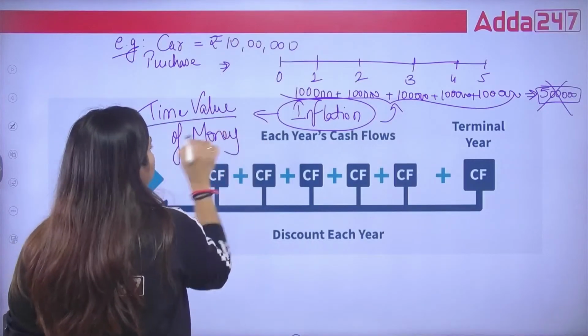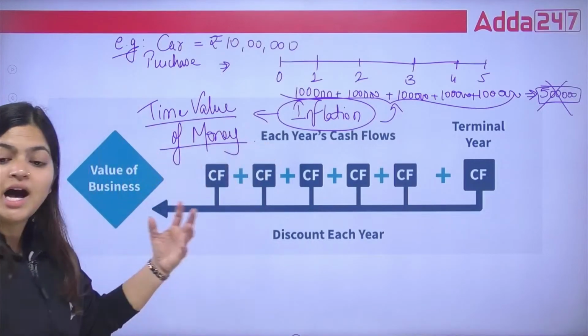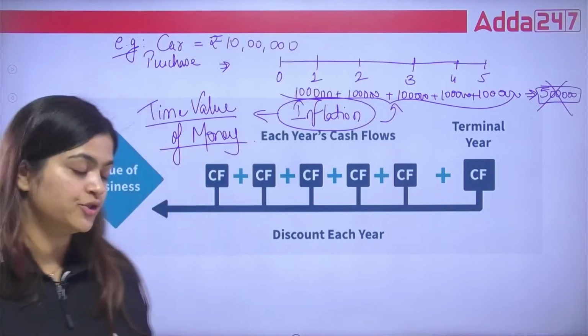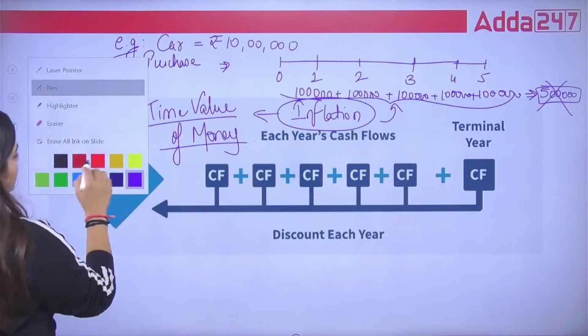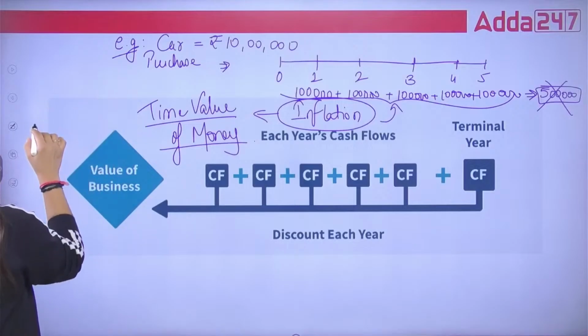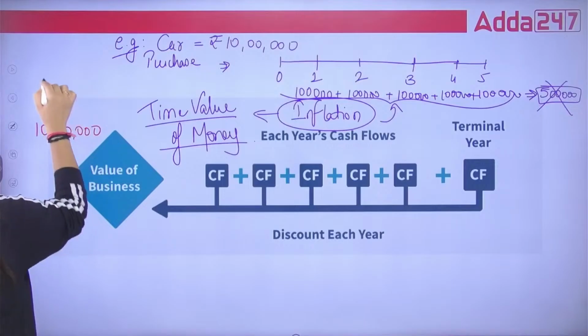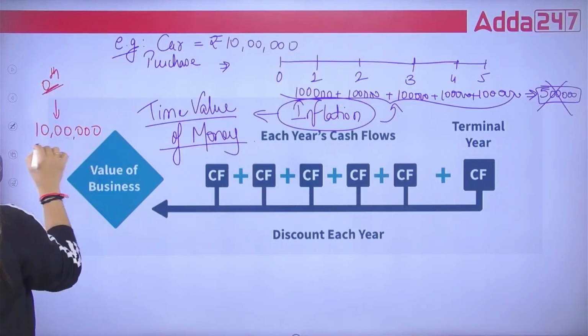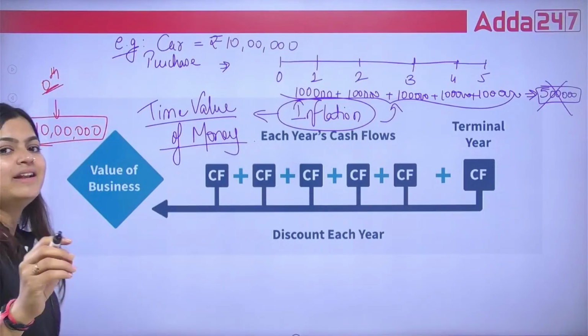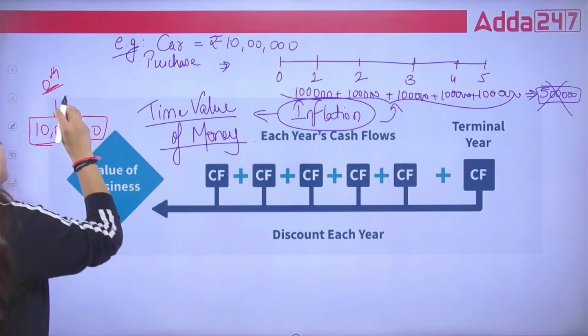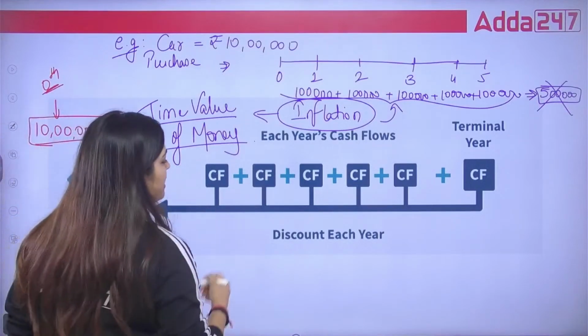Now when we use this time value of money, so see how the calculation will change. So again I am saying that I am going to purchase a car and I will pay today, in my 0 time period, that is 10 lakhs. I am going to pay today 10 lakhs. Okay. From this investment, every year I am going to generate.